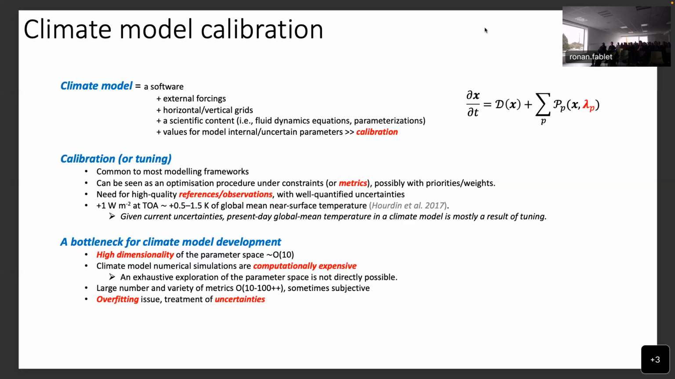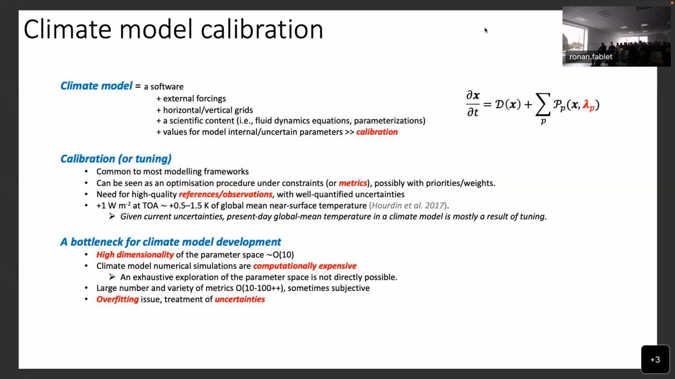Also, the number of metrics is pretty large and pretty various. Some are rather subjective, meaning that it's difficult to quantify them. So it's another problem in terms of dimensionality. We have the overfitting issue.